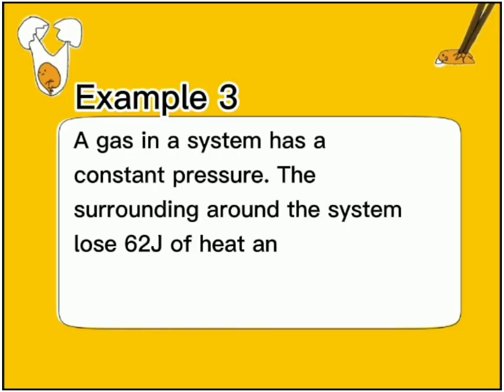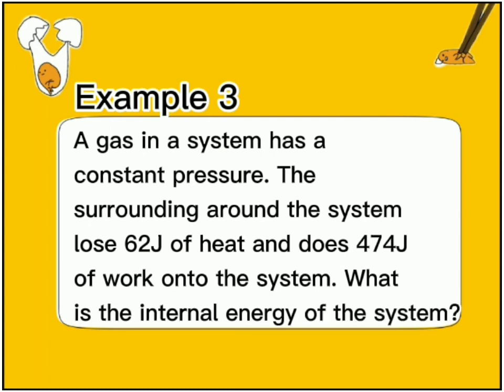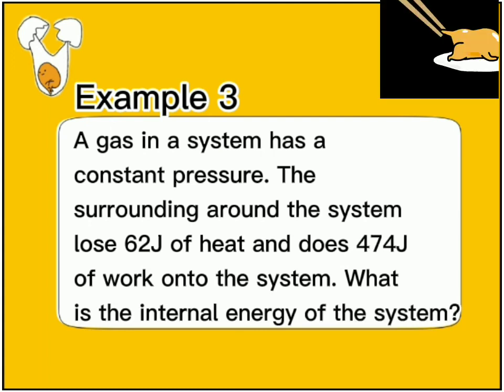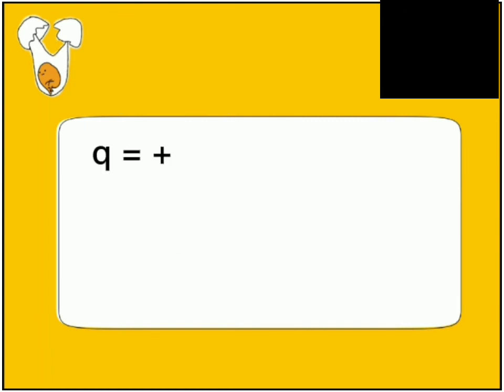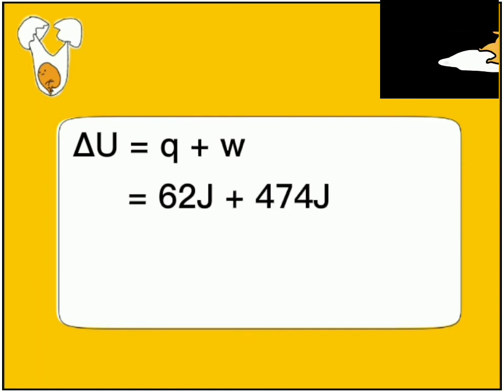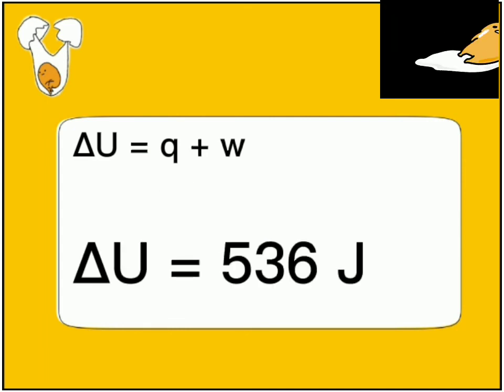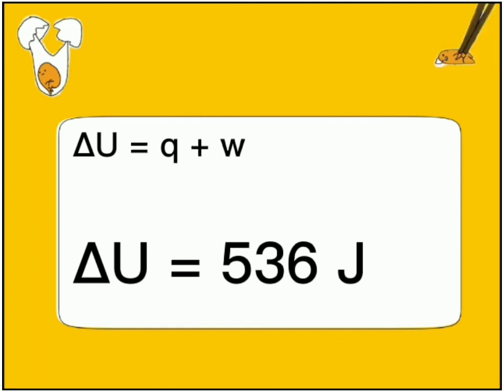A gas in the system has a constant pressure. The surroundings of the system lose 62 joules of heat and thus 474 joules of work is done onto the system. What is the internal energy of the system? The heat is positive because the heat is absorbed by the system. And the work is also positive because it is done onto the system. Following the formula, heat plus work is equal to 62 joules plus 474 joules, which is equal to 536 joules. Now 536 joules is the amount of internal energy change occurring during the heat change.